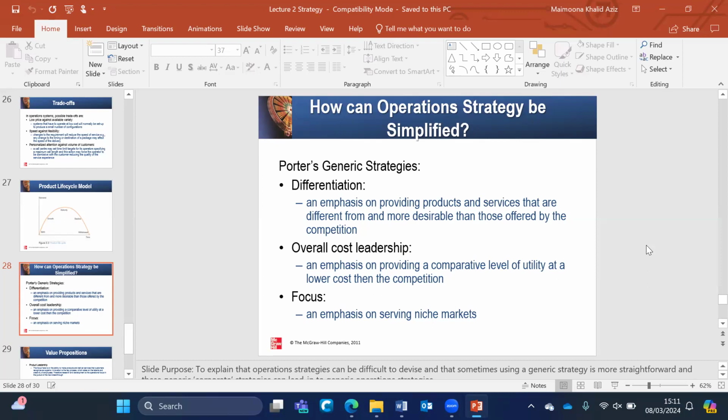And focus, the third one, is an emphasis on serving a niche market. Now, niche market means a very small market of a particular thing. So your target market is a very small group of people, but it doesn't mean that you can't earn a lot of profit from that.